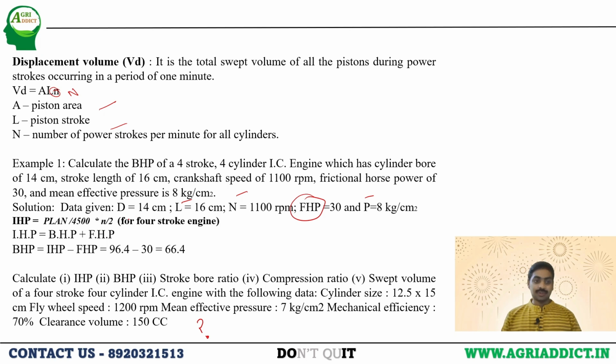And after getting this particular IHP, since FHP is already given, we can substitute, and by reshuffling the formula we get BHP is equal to IHP minus FHP, that is 96.4 minus the FHP which is given as 30, which gives 66.4. That is our BHP.